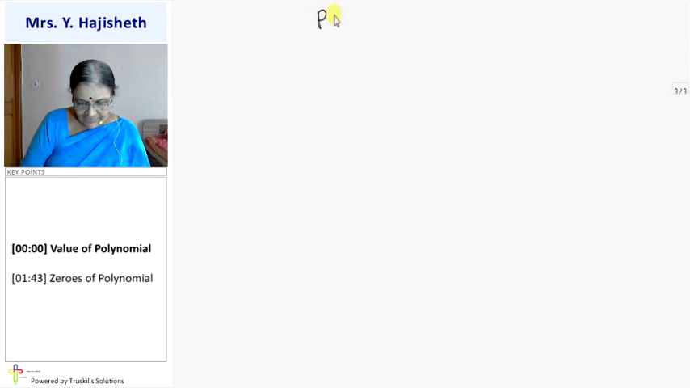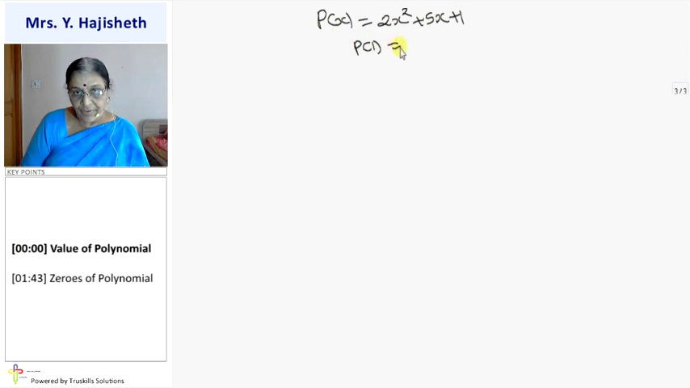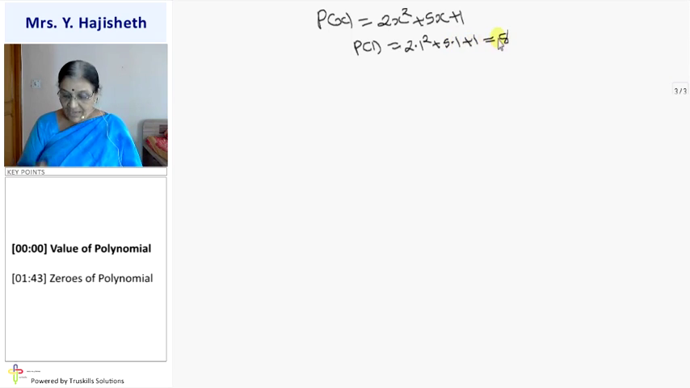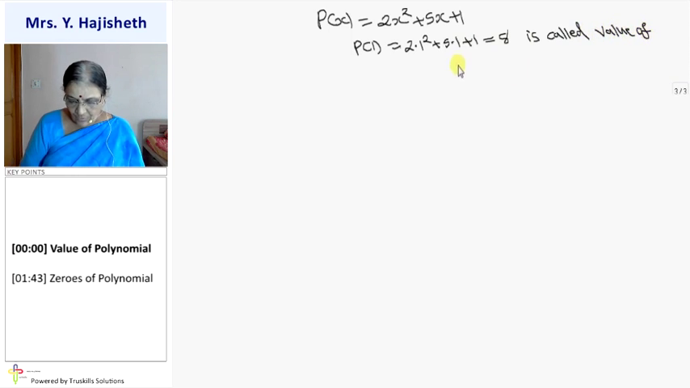Suppose p(x) is 2x square plus 5x plus 1. Then what is p(1)? P(1) is, in place of x you should put 1. 2 into 1 square plus 5 into 1 plus 1. So it is 8. So this 8 is called the value of polynomial p(x) at x is 1.